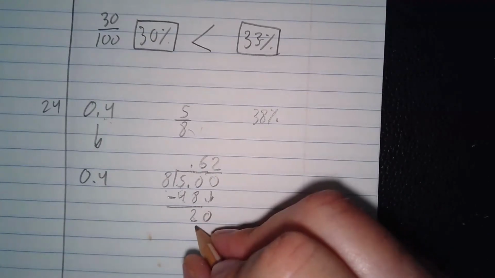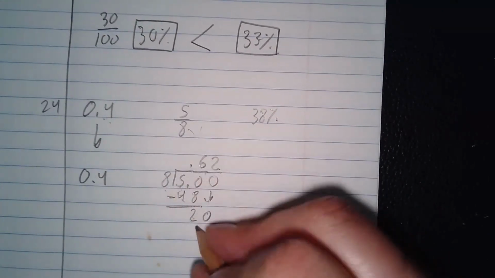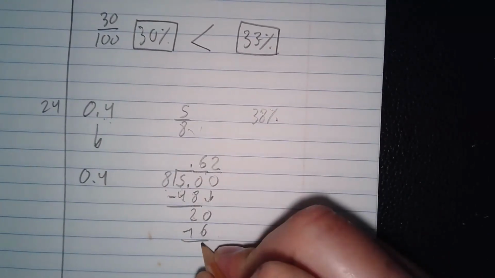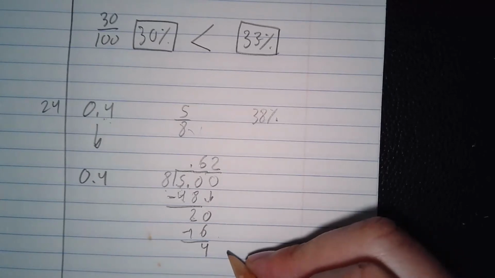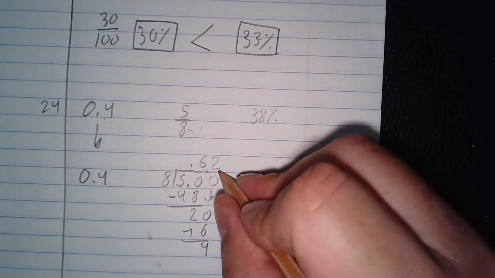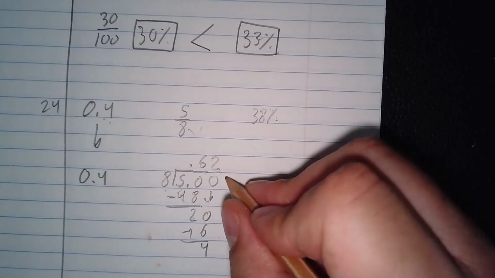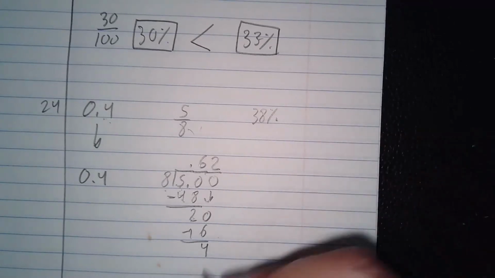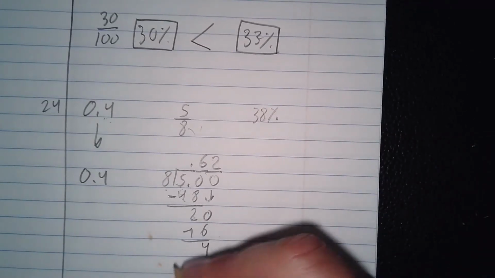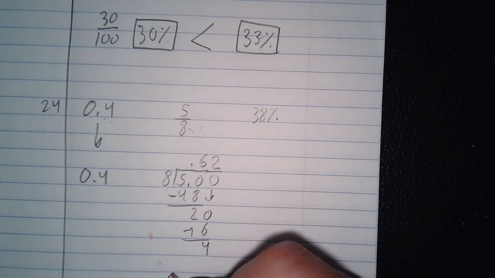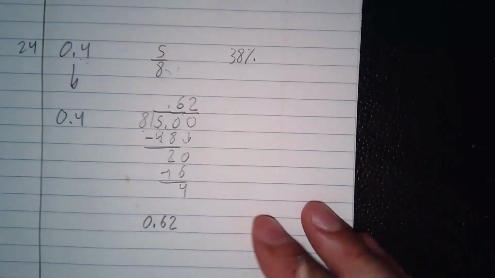Alright, from 8, I can make 2 groups of 8 out of 20. And I'm left with 4. I can keep going, but I can just stop right there. I think that's all I need to do. Actually, it does end if I go again, but I'll just stop right there.